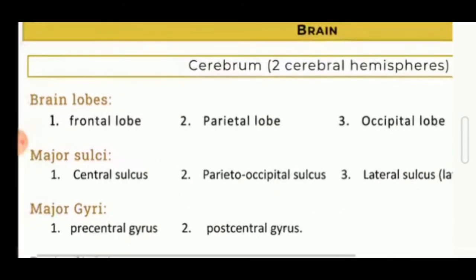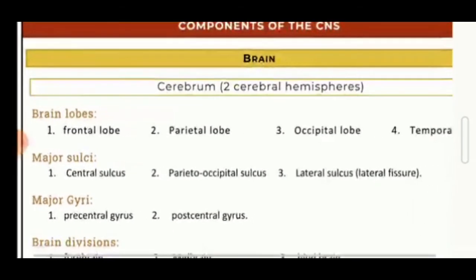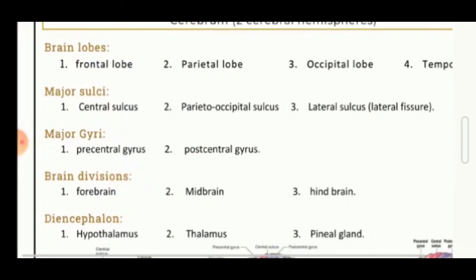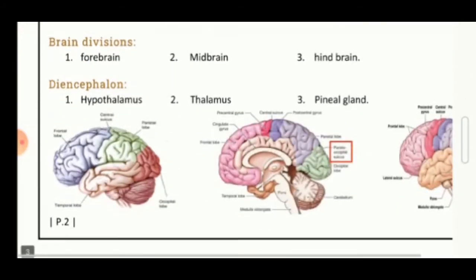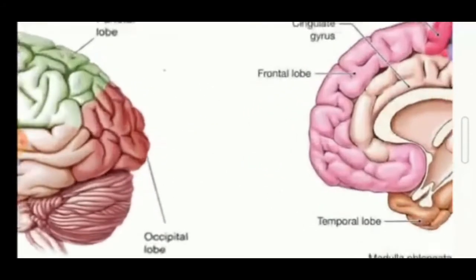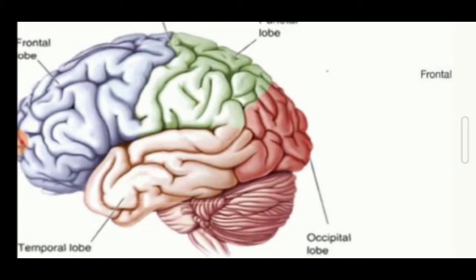So, brain lobes are 4, and their major sulci are 3: central, parieto-occipital, and lateral. Also, there are something known as major gyri. What are the gyri? Look at here in this diagram. In addition to the depressions, there are elevations. These elevations are known as gyri.